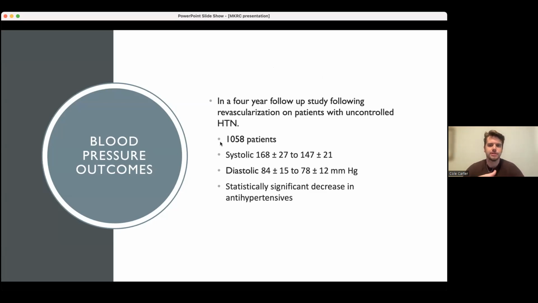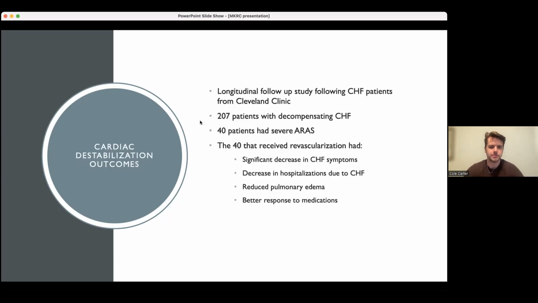So for blood pressure outcomes, in a 4-year follow-up study following revascularization on patients with uncontrolled hypertension, this was dealing with about 1,058 patients. Among the 1,058 patients, it saw a decrease in systolic blood pressure from 168 to 147, diastolic pressure from 84 to 78, and there was a statistically significant decrease in the amount of antihypertensives that were utilized to control their blood pressure. So as you can see, revascularization dramatically helps the patients with renal artery stenosis in controlling their symptoms.